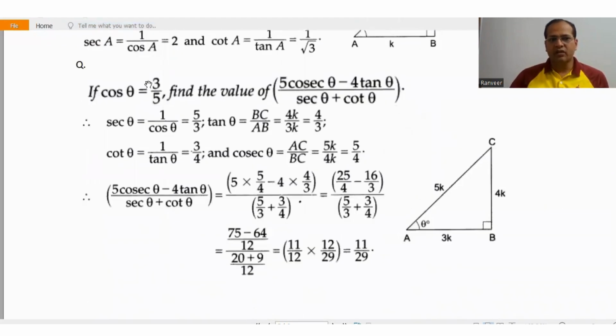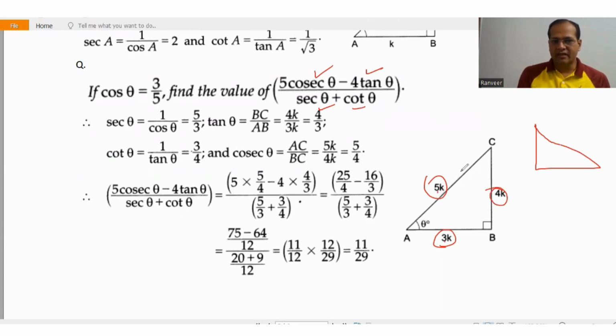Now, cos theta equal to 3 by 5. We have to find out the value. So whatever trigonometric ratios are required, we have to find out. In the triangle, suppose this is theta, this is 3 and this is 5. We can take the ratio in the k ratio also, it's not a problem, but it is not required. So this is 5 square minus 3 square, this is nothing but 4.